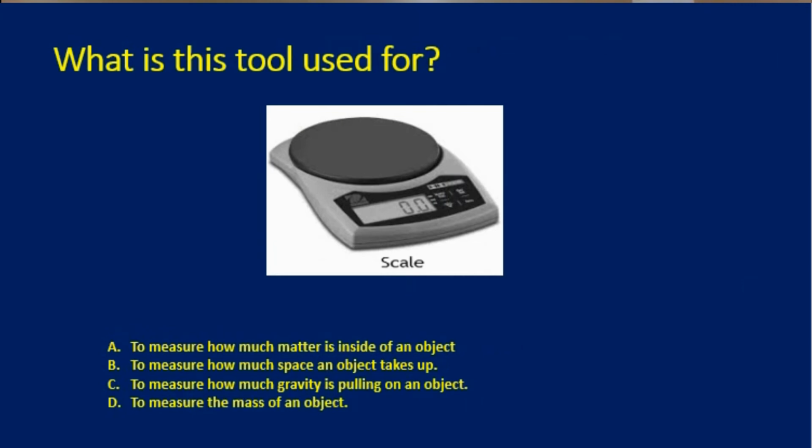Number 2, what is this tool used for? A, to measure how much matter is inside of an object. B, to measure how much space an object takes up. C, to measure how much gravity is pulling on an object. Or D, to measure the mass of an object. And you may have noticed A and D are the same answer, so I'm hoping you didn't pick one of those. The answer is C, to measure how much gravity is pulling on an object, or we also call that weight.